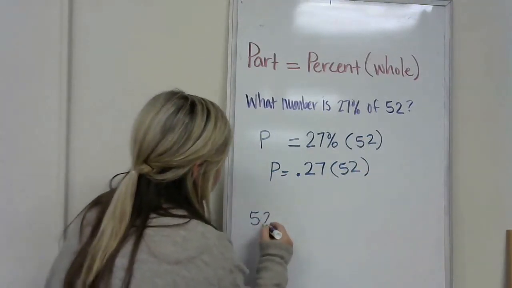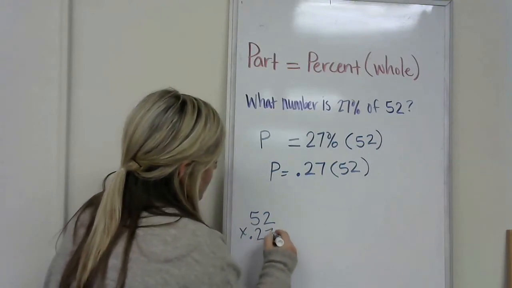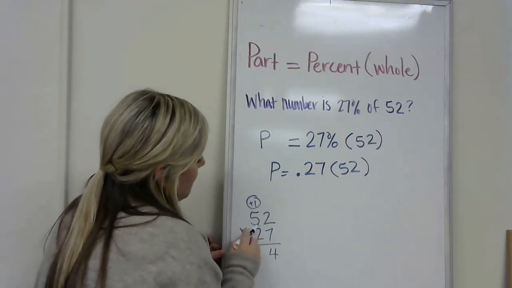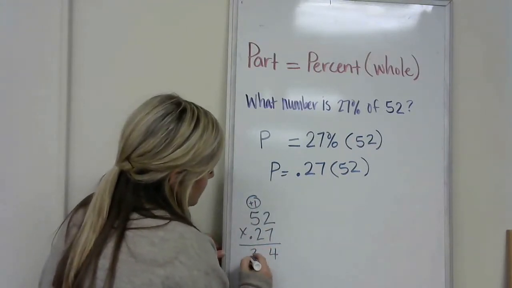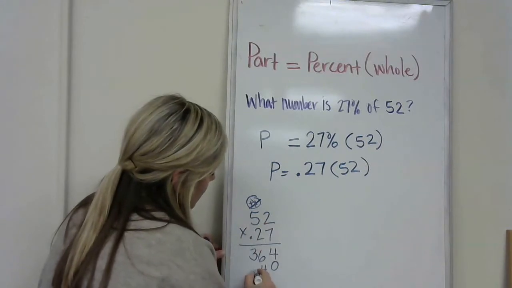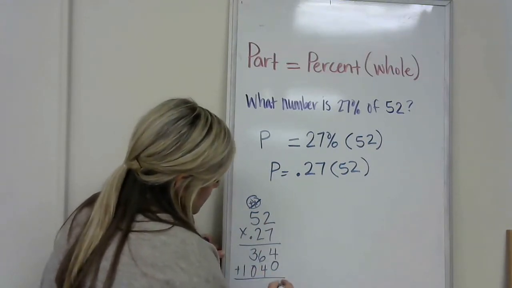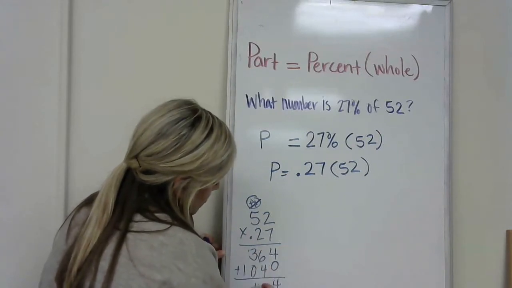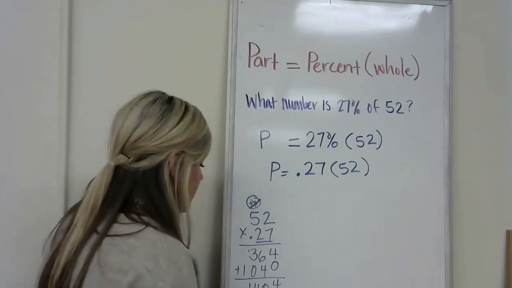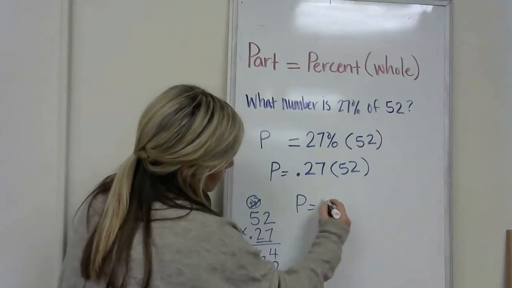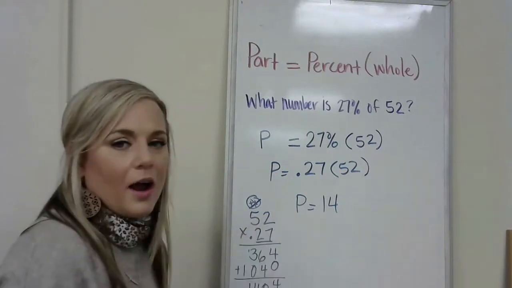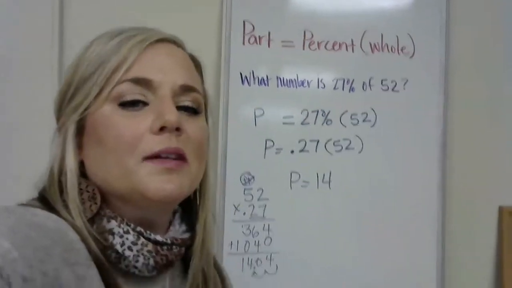I'm going to come down here and multiply. 2 times 7 is 14. The 4 can stay, the 1 has to go. 5 times 7 is 35 plus 1 is 36. Drop my zero. 2 times 2 is 4, and 2 times 5 is 10. Now move my decimal 2 places. All right, 1404 is equal to 14.04. It doesn't really matter, we're rounding. Oh, did y'all see my answer down low? You did not. Let me lower that.